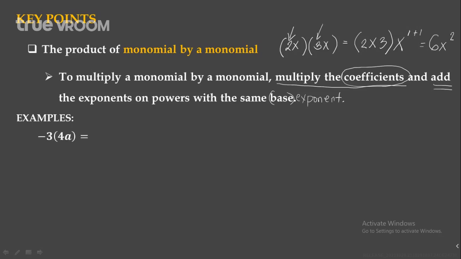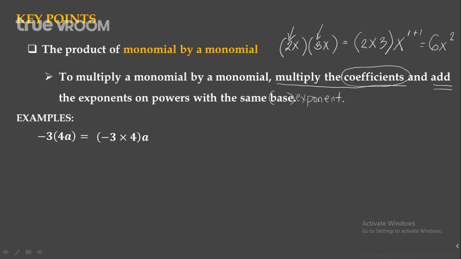Okay, we have negative 3 times 4a. Remember, negative 3 is also a monomial. It has the variable, which is unknown, and then the exponent is 0. So negative 3 is a monomial, and 4a is a monomial. So again, first step, multiply the coefficients, copy the variable, and add the exponents. So we have negative 3 times 4a. Why is it a? Because negative 3 doesn't have a variable, so just copy a.